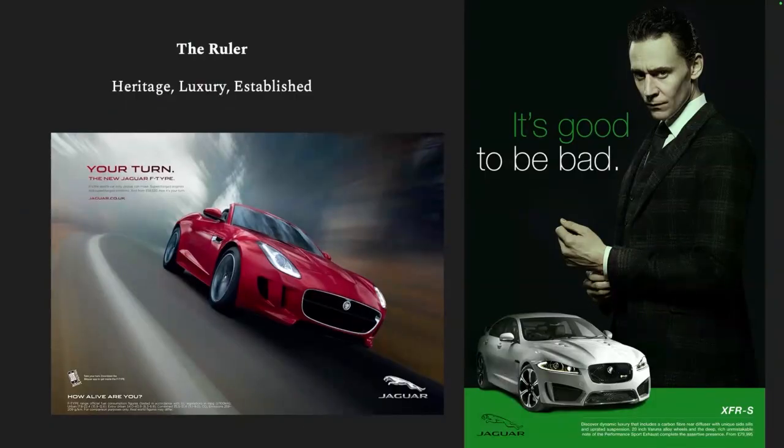Your turn. It's your turn. You can control the car. It's good to be bad. Okay, so you have that actor. Who is that guy? Can't remember his name. Loki, if I remember. Okay, you have Loki with the ambassador, right? And he's British, right? So it's good to be bad.